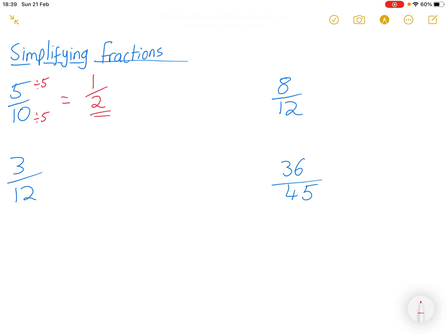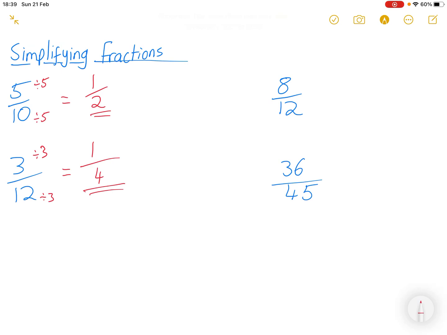If I look at 3 over 12 next, so if I go down the way, 3 and 12 are both in the 3 times table, so we'll divide them both by 3. 3 divided by 3 is 1, 12 divided by 3 is 4, 1 and 4 won't simplify anymore.